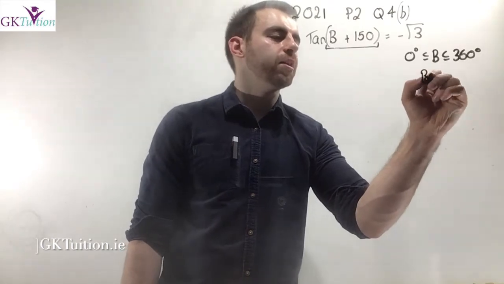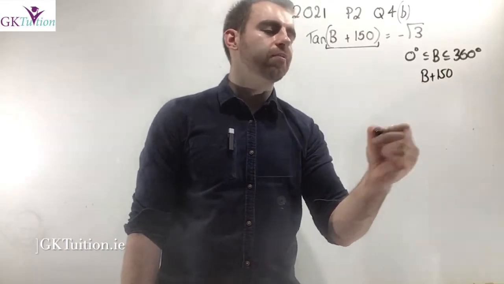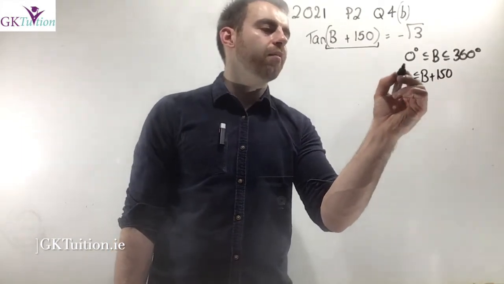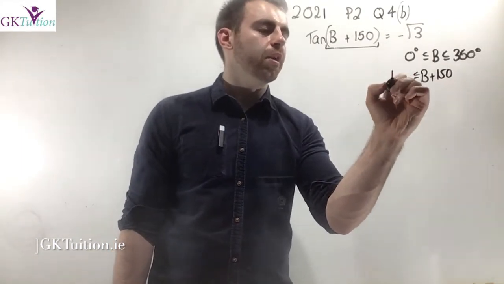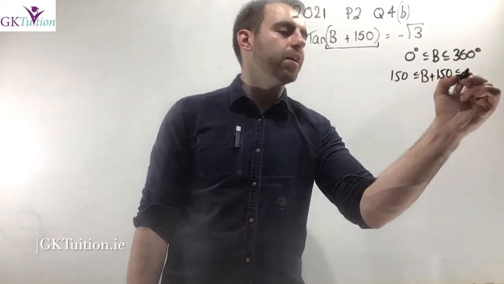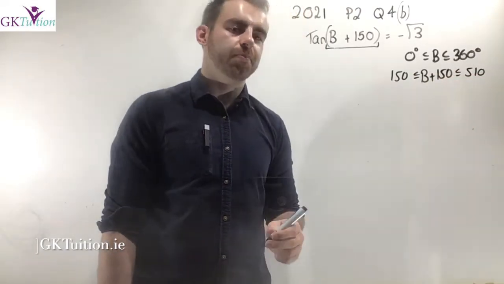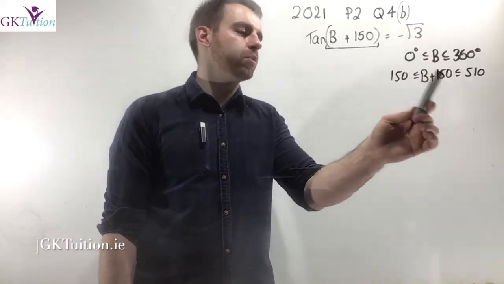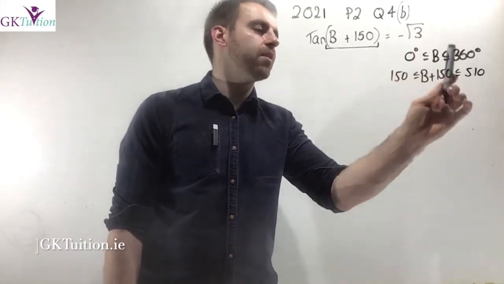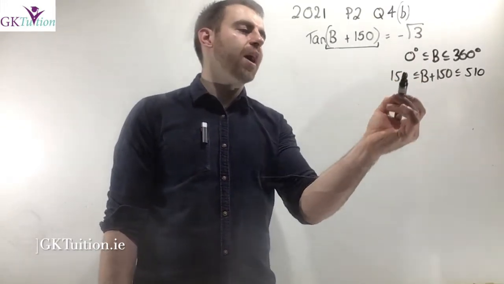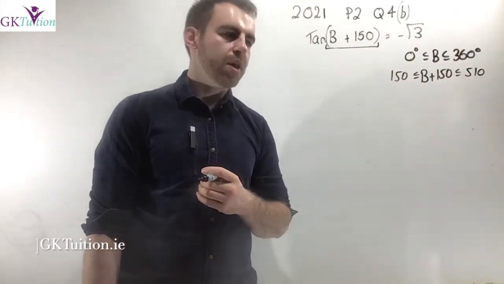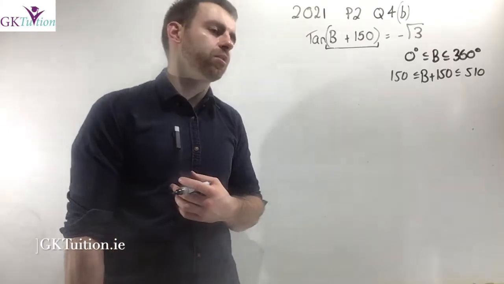So what I have to ask myself is, well then what's the domain for b plus 150? Obviously I have to increase the lower end by 150 and I have to increase the upper end by 150. If I want b between 0 and 360, that means that I want b plus 150 between 150 and 510. All I did was add 150 degrees to either end of the domain. And now it's just a basic unit circle question.